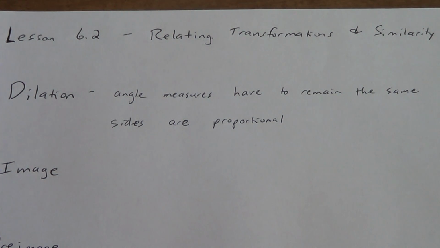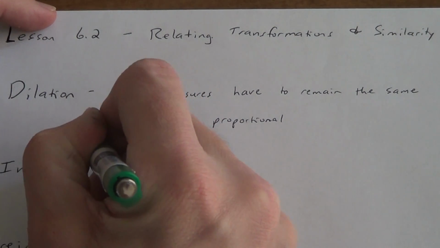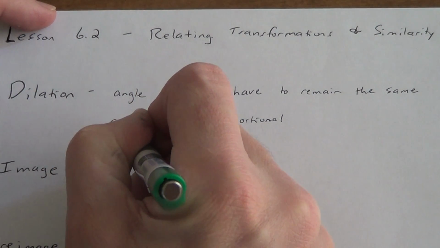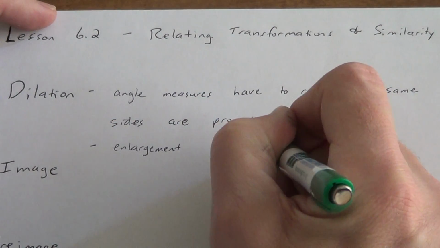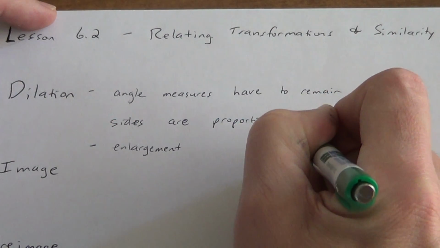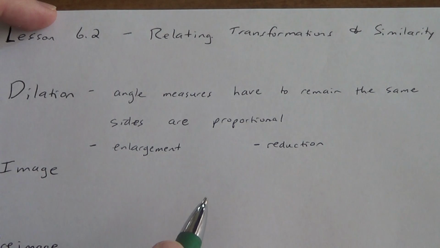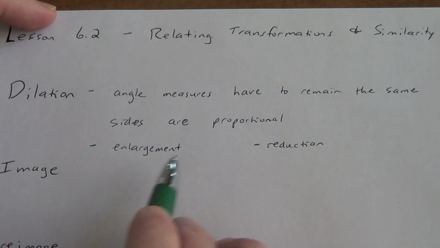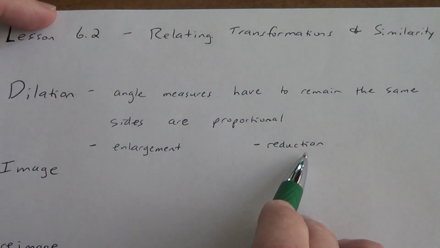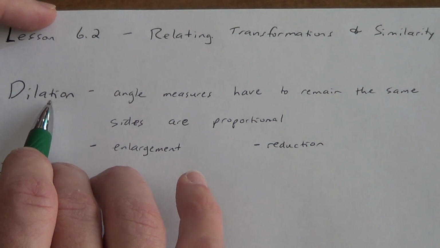All right, now there are two types of dilations. The first one is called an enlargement, and the second one is called a reduction. Okay, now this should hopefully make pretty easy sense. This one, it gets bigger. This one, it gets smaller. Okay, dilation is any movement.